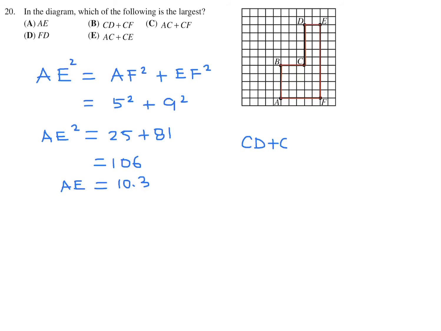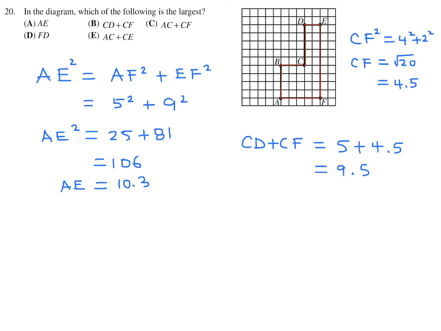CD plus CF is my next one. CD is 5, and CF, oh, another Pythagorean theorem. Okay, no problem. CF is going to be 4 squared plus 2 squared, so 16 plus 4, which is 20, so the square root of 20. That's 4.5 approximately. So this is 5 plus 4.5, so that's 9.5. All right. So we've got 2 of these so far.